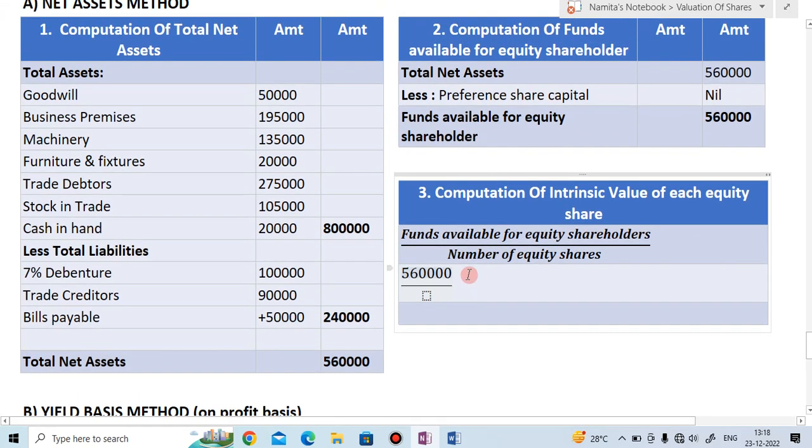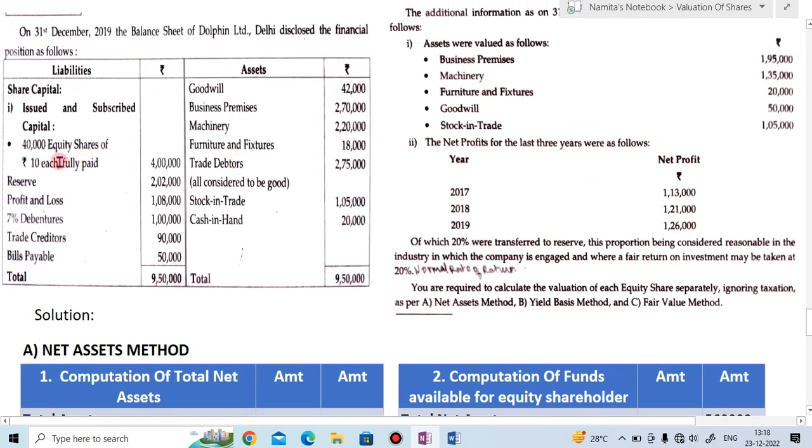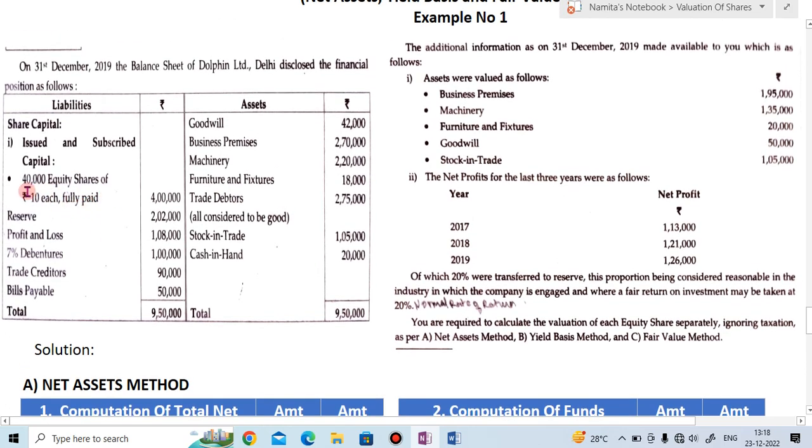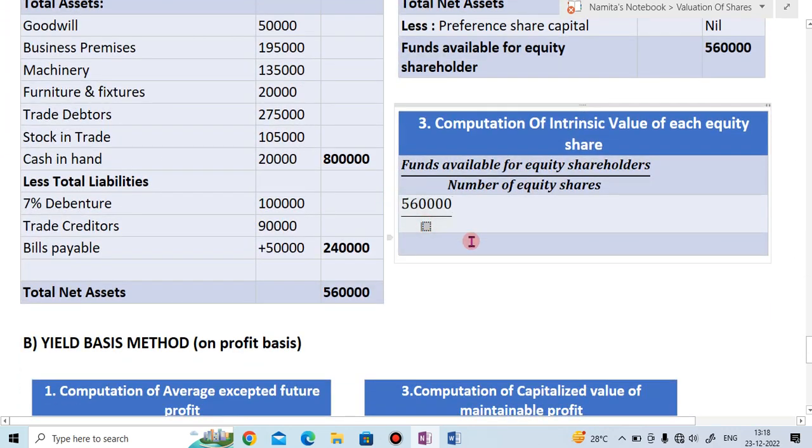Now divided by what? Divided by the number of equity shares. So check the liability side. How many equity shares are there? 40,000 equity shares are there. So divide 5,60,000 by 40,000.